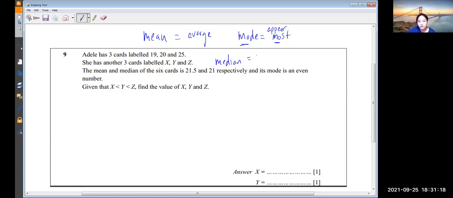The middle number. Yes, the middle number. You have to know this first. Once you know this definition, then only can you go ahead and do the question.